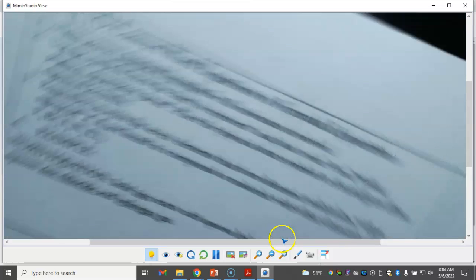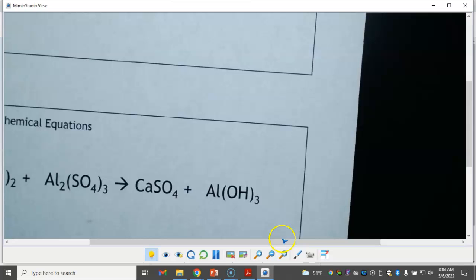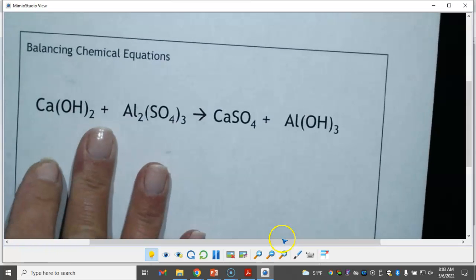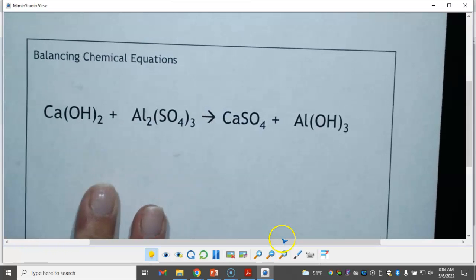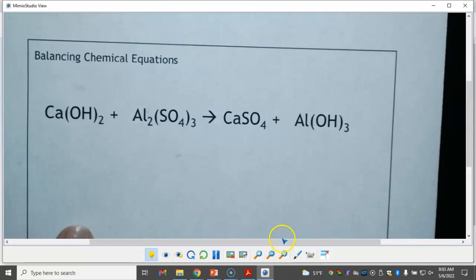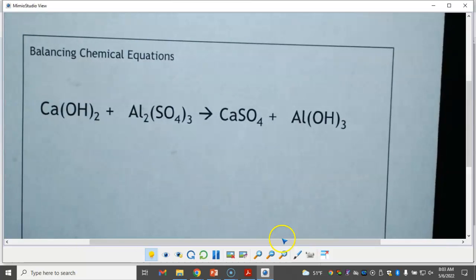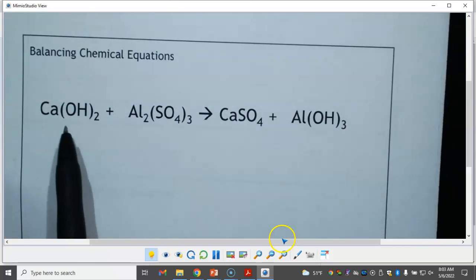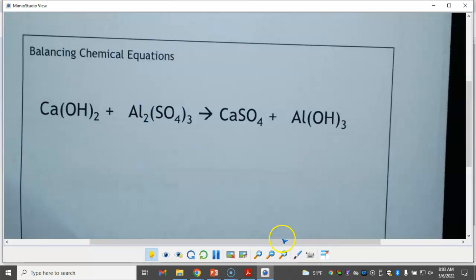Here we go. Okay, so you guys should have this in your notes already, but I just think these 2 are switched, okay? Or you can write it out if you want. It's totally up to you. But we converted this equation from words to formulas the other day.